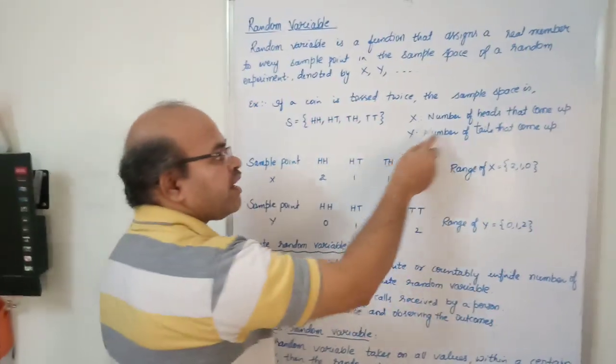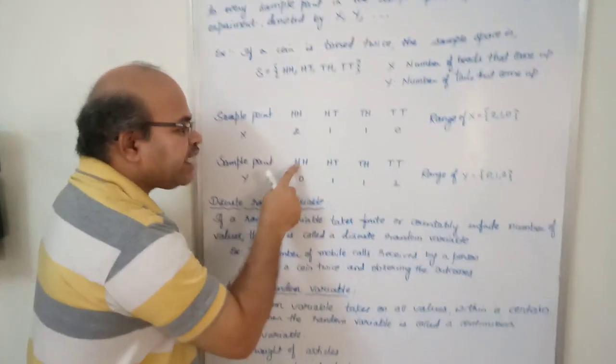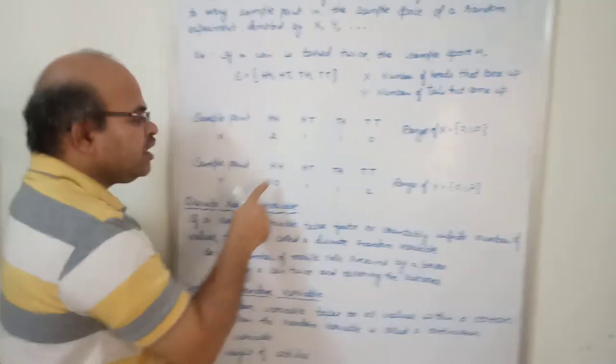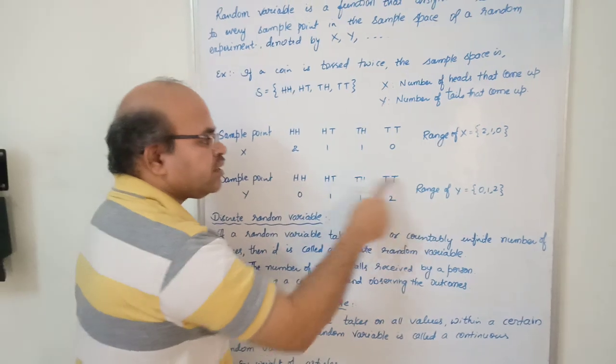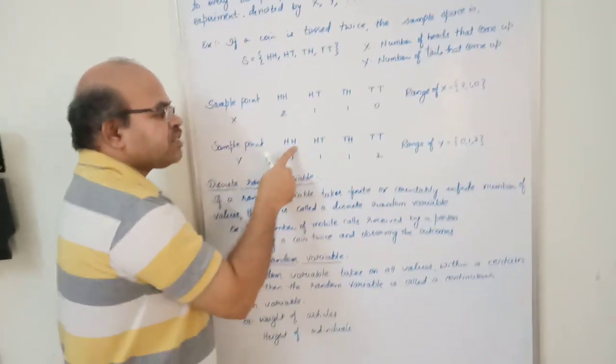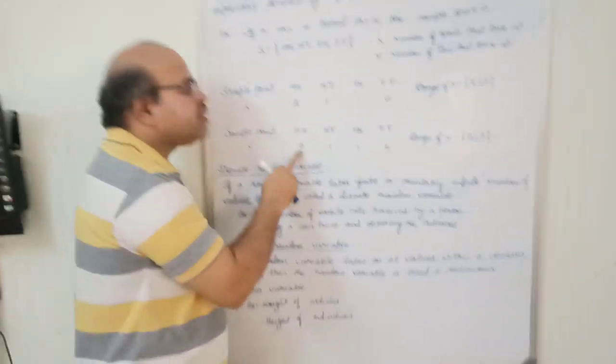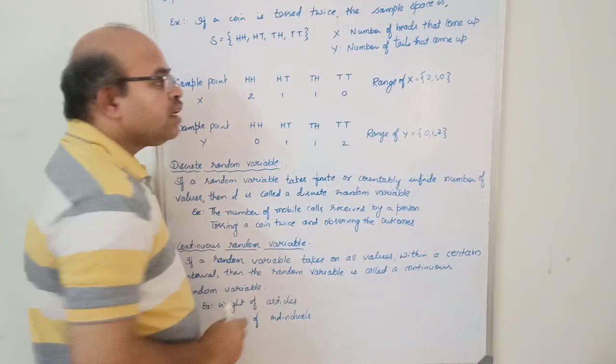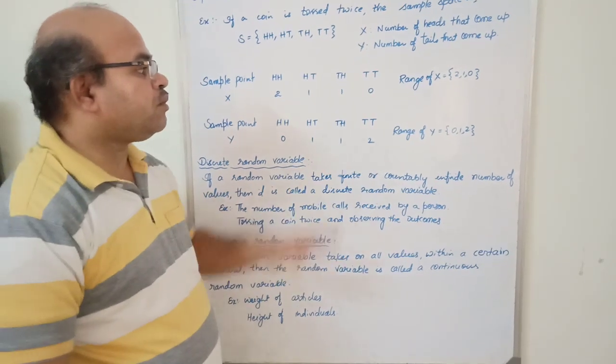Similarly, if you consider Y, the number of tails, how many tails are there here? Because the random variable is Y, Y is the number of tails. In the same sample space, HH means there are no tails at all, therefore it is 0. Here one tail is there, 1. Here also one tail is there, so 1. Here two tails are there, therefore the real number attached to that is 2.